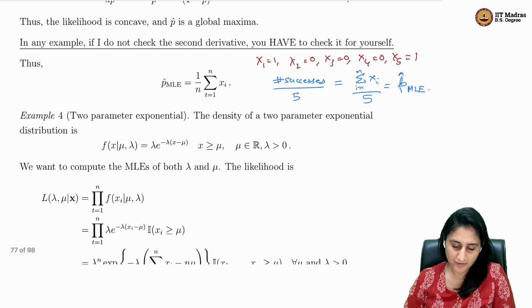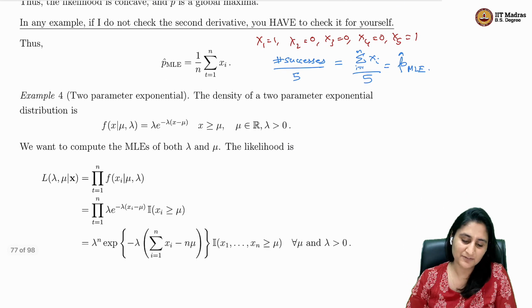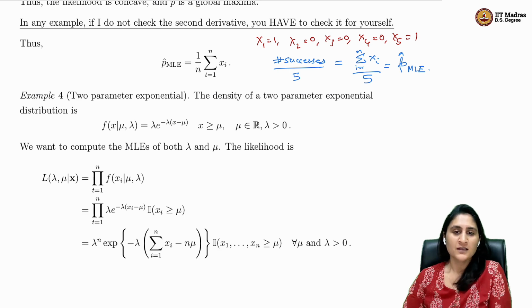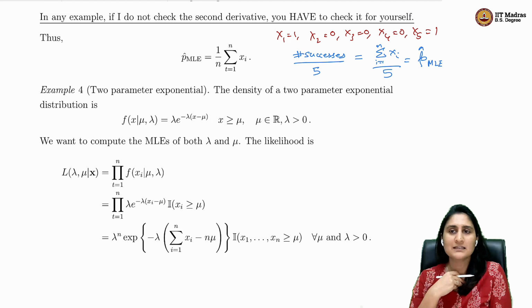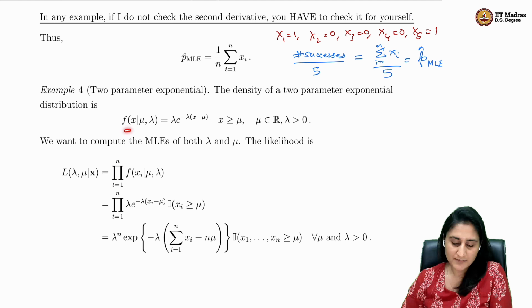Let's move on to another example that may not be as easy as our previous one. This is the density of a two-parameter exponential distribution. A two-parameter exponential distribution has density f of x given mu and lambda. When I write given mu and lambda, I'm indicating that the parameters of interest are mu and lambda. This density is lambda e to the power minus lambda times (x minus mu).